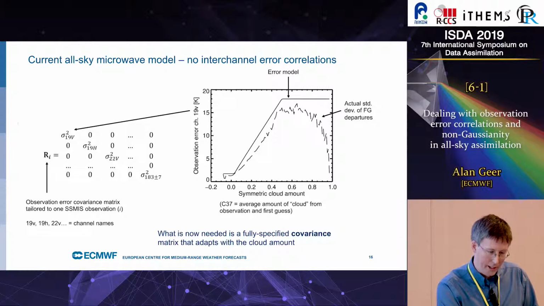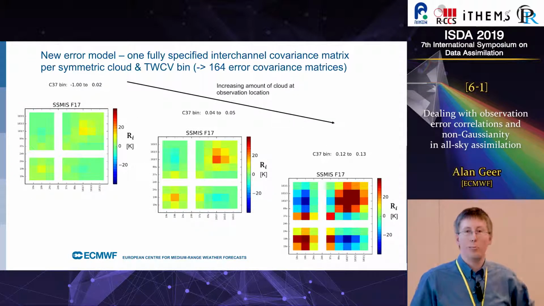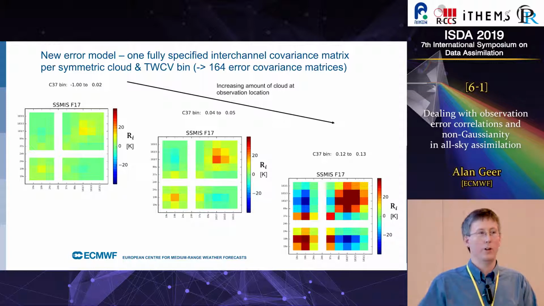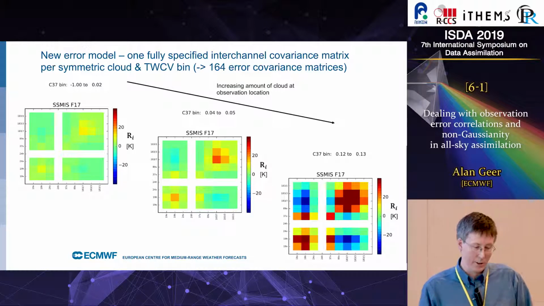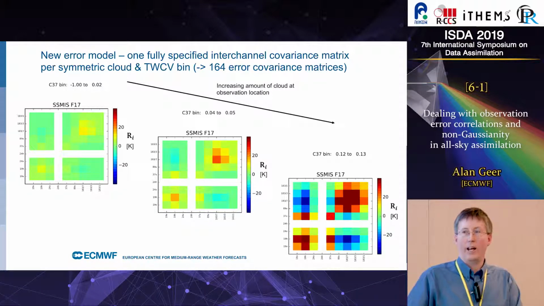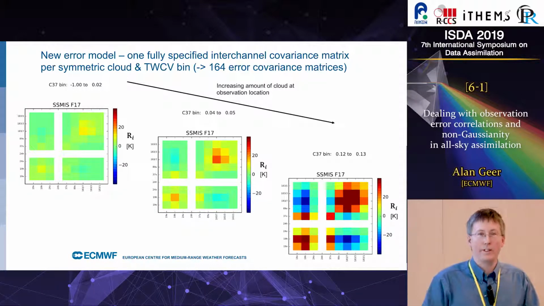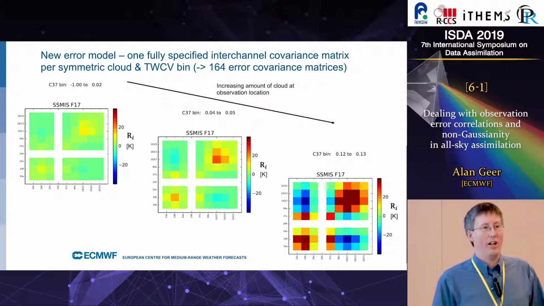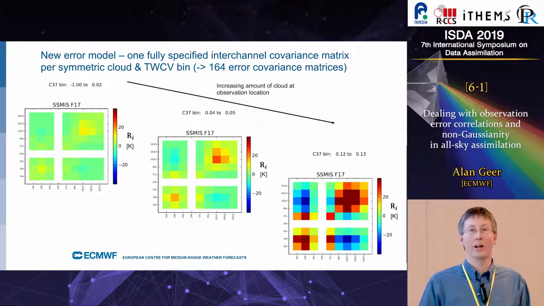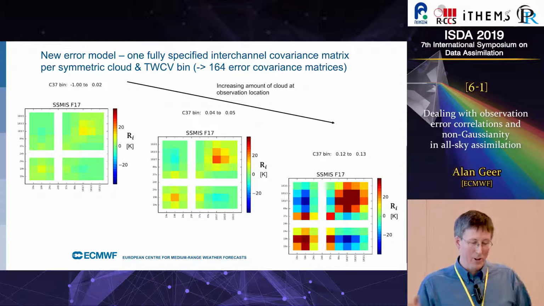So if we go to the next page, these are just some examples from this lookup table of error covariance matrices. It's got two dimensions. One is total column water vapor to try and address the fact that error covariances are larger in convection and smaller in large-scale mid-latitude situations. And as you go down the page here, the amount of cloud gets larger and the error variances and the error correlations get larger. And so depending on the amount of cloud, you just pick one of these interchannel error covariance matrices out of the table and use it.